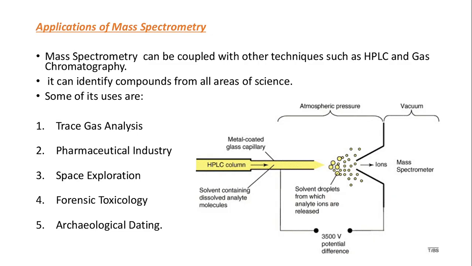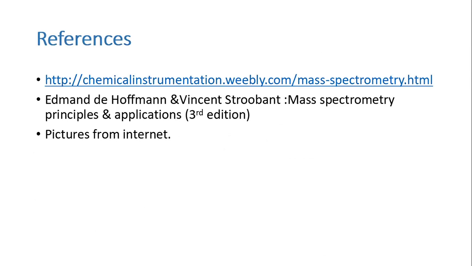So this picture shows on the right side an HPLC column and mass spectrometry coupled, and there is HPLC solvent containing dissolved analyte molecules, metal coated glass capillary, atmospheric pressure, vacuum, solvent droplets from which analyte ions are released, 3500 volt potential difference, ions and mass spectrometer. So this is the example of an HPLC and mass spectrometer coupled system. So you can go through different articles and books to learn more about mass spectrometry and its uses. So these are my references.